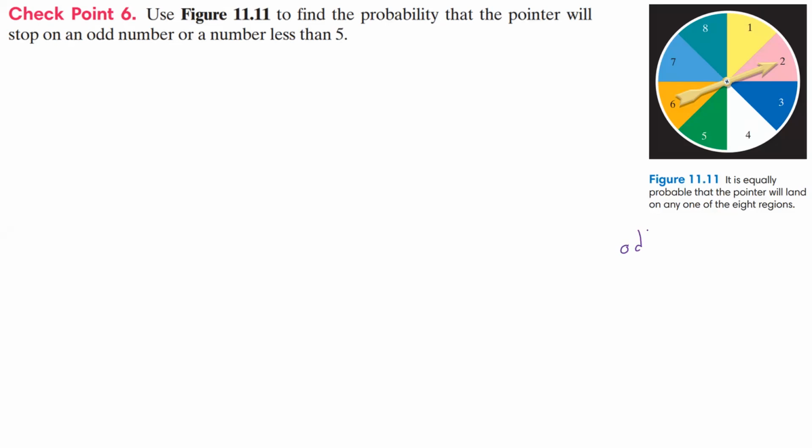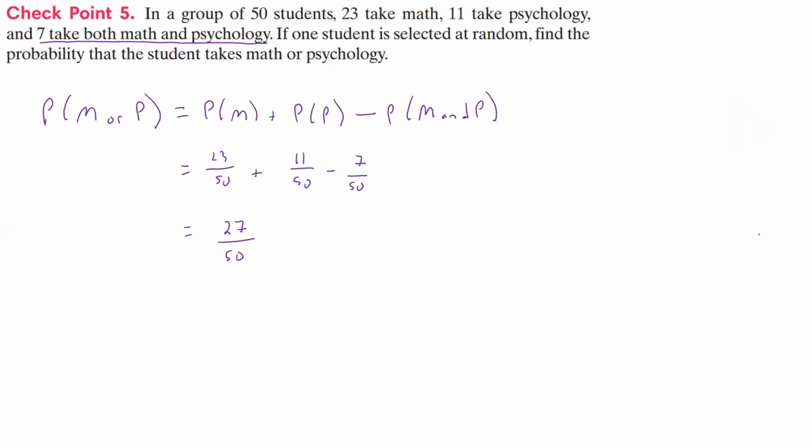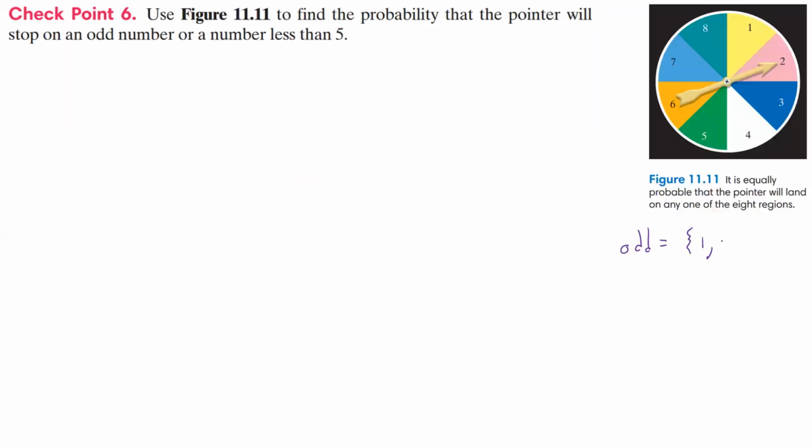So odd. What are the odd numbers? Well, it's going to be a 1, a 3, a 5, or a 7. And the other one is a number less than 5. So we want something less than 5. What's that going to be? Well, it's a 1, a 2, a 3, or a 4.